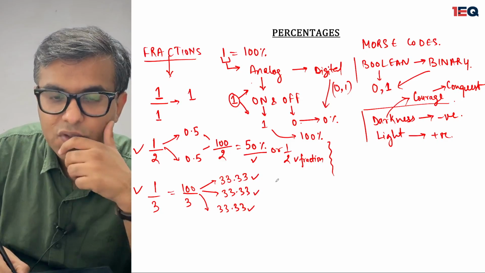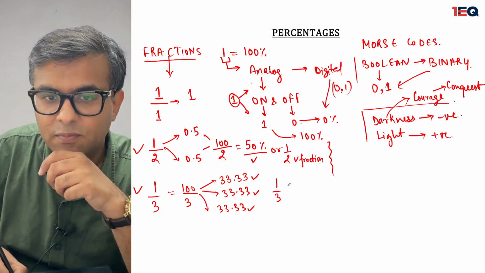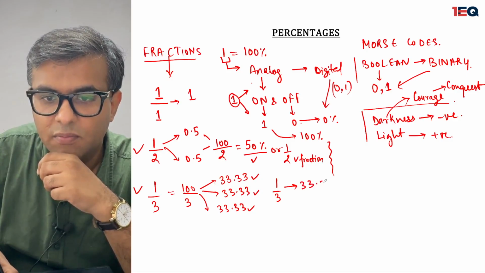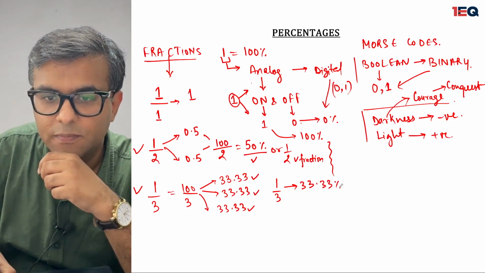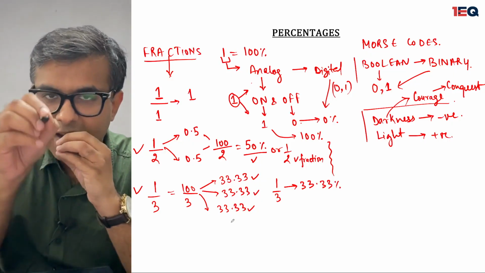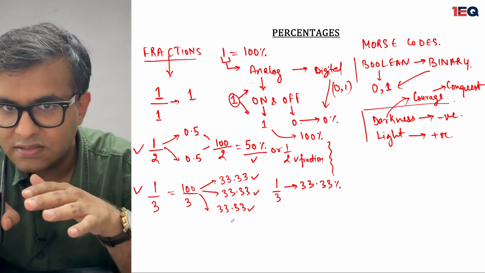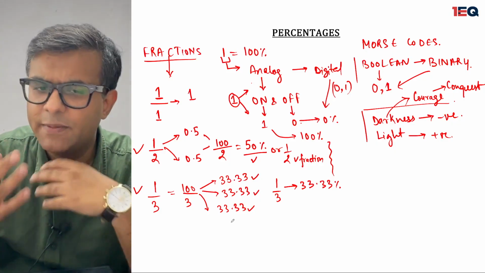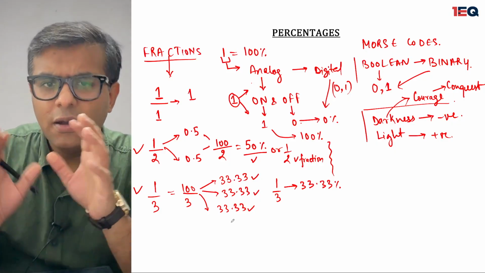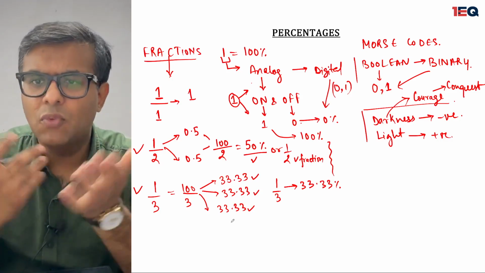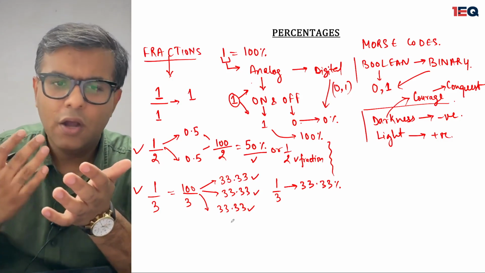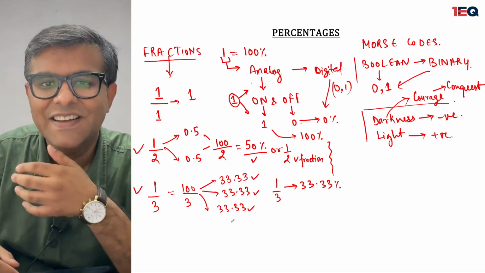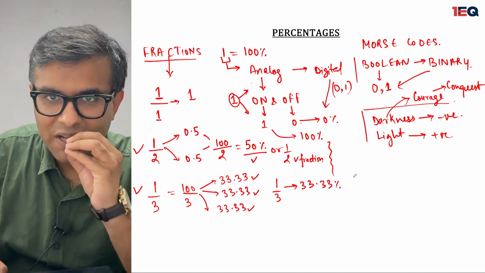33.33%. So every time you see 1 by 3, you are supposed to recall that 1 by 3 is equal to 33.33%. I'll be encircling the important areas in this entire slide, so that every time you come back you don't have to read it entirely. But I'm pretty sure by the words like Morse code, binary, boolean, on and off, 50%, fraction, light, courage, conquest, you would be able to figure out what I was talking about.